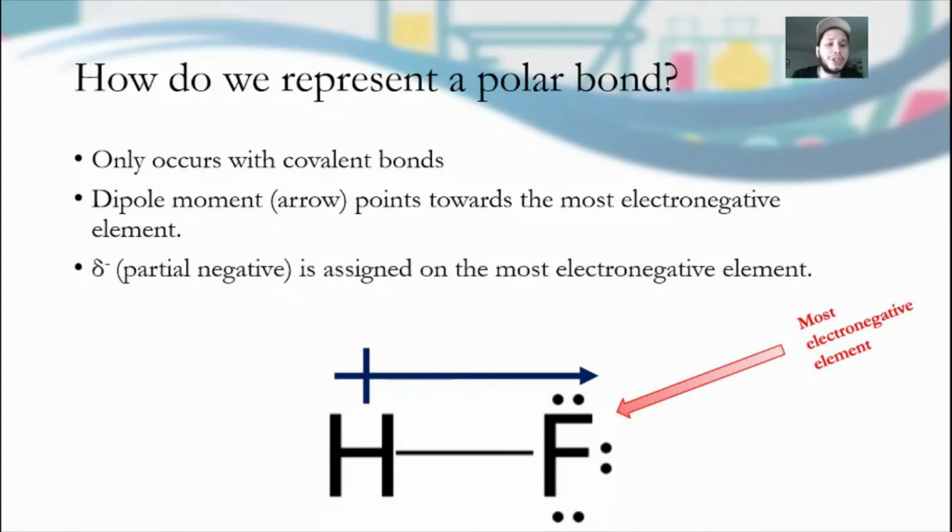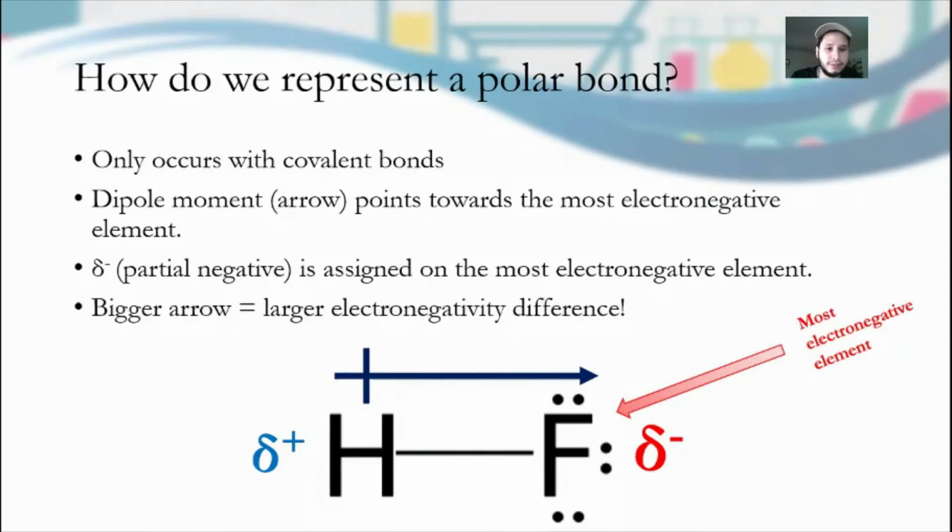Remember that partial charges are denoted with this Greek letter, which looks like an incomplete 8. That means that I have a partial negative charge, and the partial negative charge is assigned to the most electronegative element, like this. So I'm going to write down this partial negative sign on the most electronegative element. The least electronegative element gets the positive charge. The bigger the arrow, the larger the electronegativity difference is. So this is how you express a polar bond.